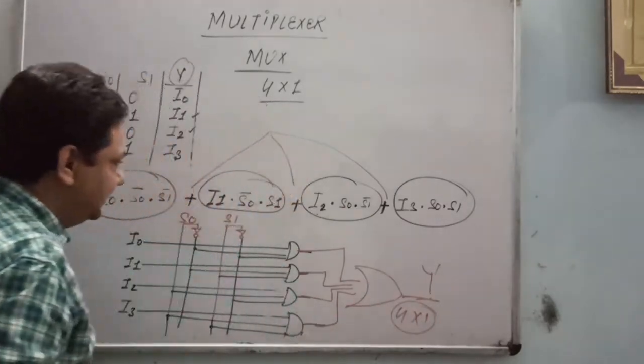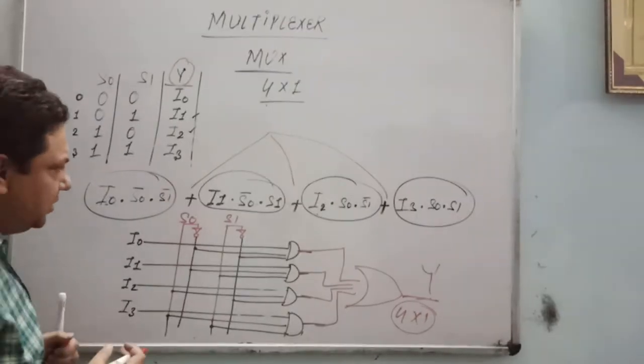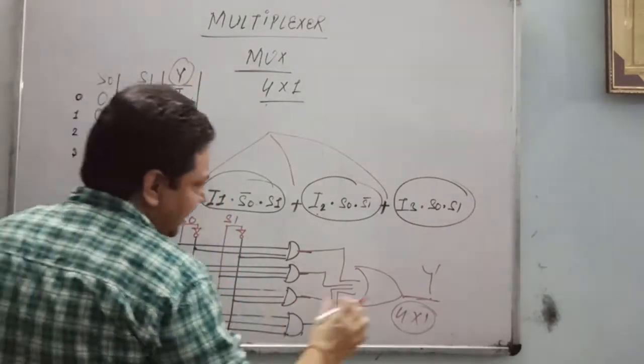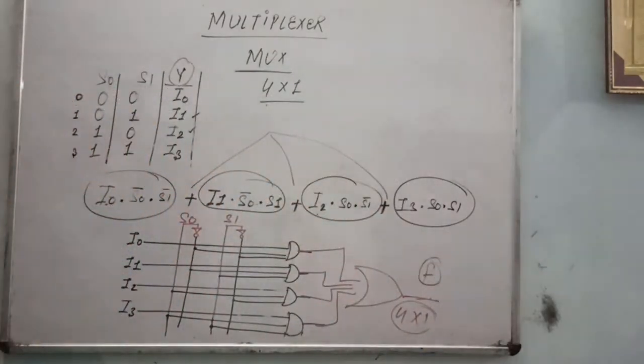Understand? No problem. Is this thing clear to everyone? If you are getting confused with this variable, I am just taking another variable. F is the output. No problem, this is constructed. Now what about the next circuit?